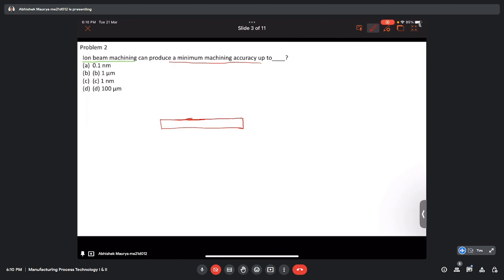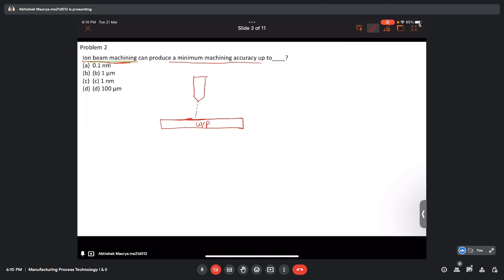But here, if you want much more accuracy, if you want to manufacture something very, very precise, up to the tenth of the atomic level, then we have to go for the process called ion beam machining or ion milling. So what happens in this process? Suppose this is our workpiece and we have a source of ion beam.